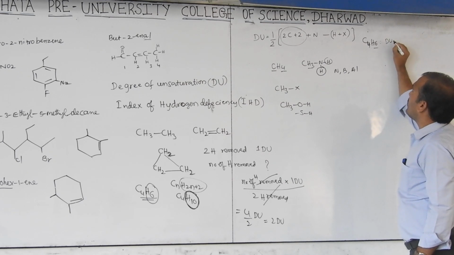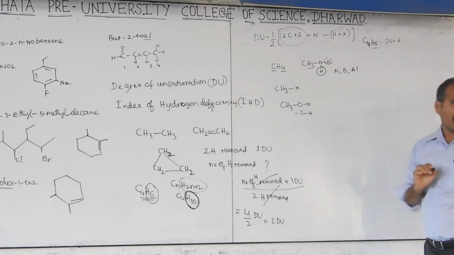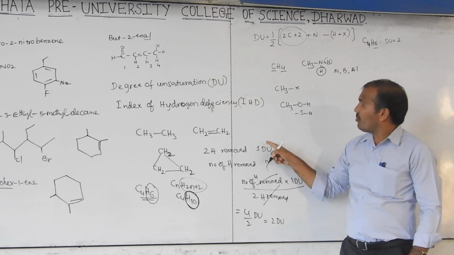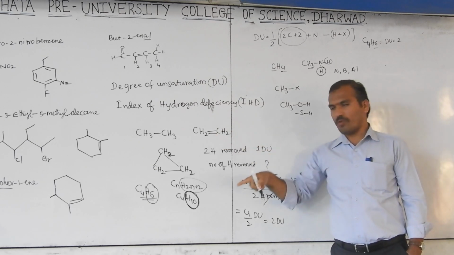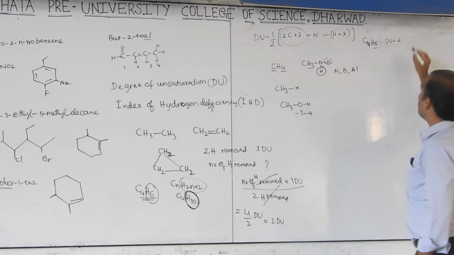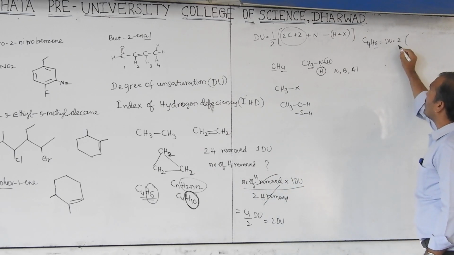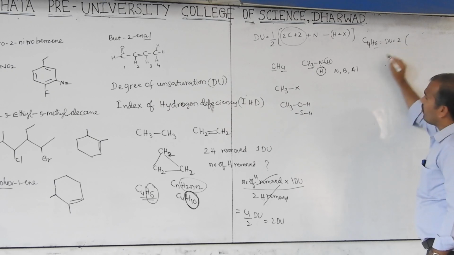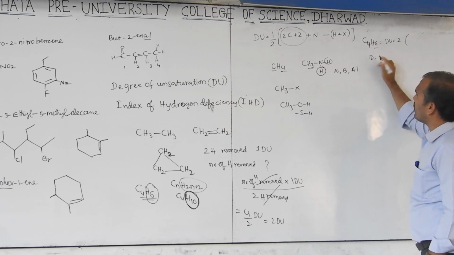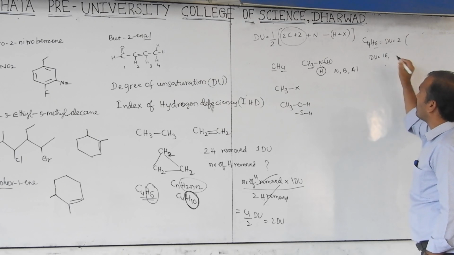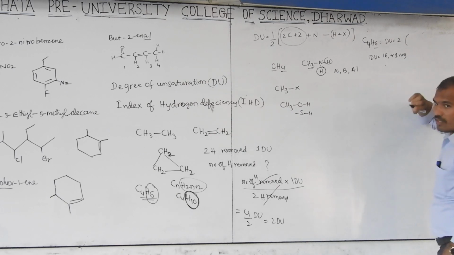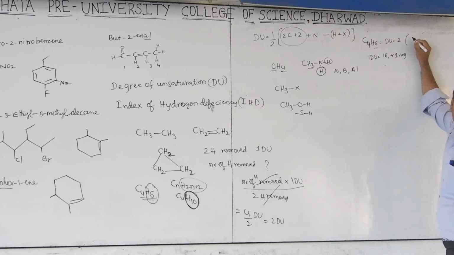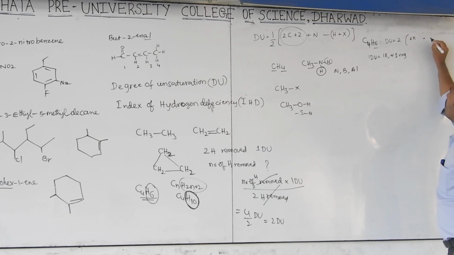Clear this? Okay. Now, for this, the degree of unsaturation is 2. So DU is equal to 2. What does this 2 mean? What is the meaning of 1 DU? It may be 1 pi bond or 1 ring. So what are the possibilities for 2 DU? Here it is 2 pi bonds. Possibilities I am writing here: 2 pi bonds. Another is 2 rings.